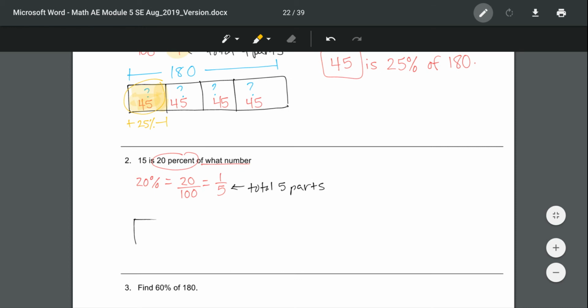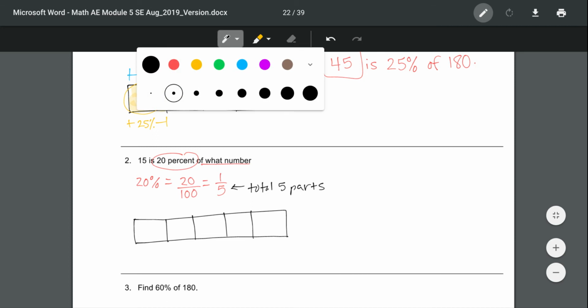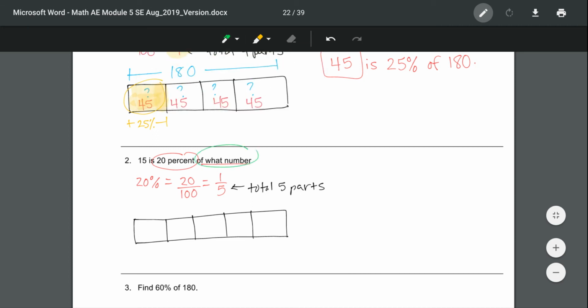So sketch your bar model, and we're going to divide it into 5 parts. So there are 5 parts there. And then we're trying to figure out what the total is. So we don't know the total value of your bar model. So that's what's missing. So 15 is 20% of the total.